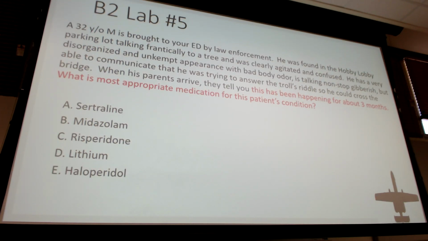All right. Let's change the last part. It's been happening for 3 months. What's the most appropriate medication for this patient's condition? So did we change the diagnosis when we said 3 months? What did we change it to? Schizophreniform. What would we do treatment-wise? Same? Even though it takes a long time, schizophreniform, 6 months.